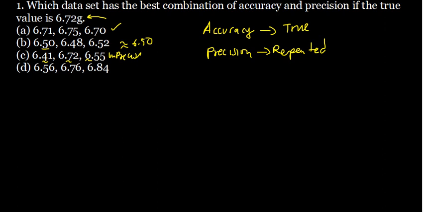And then D, 6.56, 6.7. So you can see 0.5, 0.7, 0.8. These are not precise, neither are they accurate because they're not close to 6.72 if you added them and then divided by 3. So the answer is A.